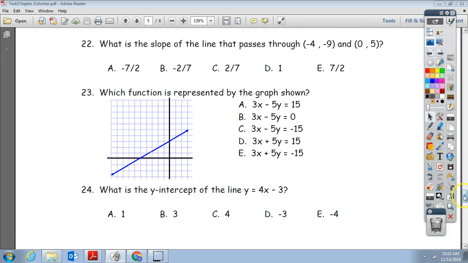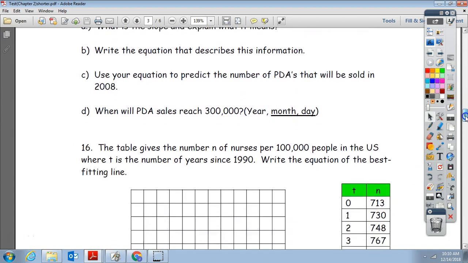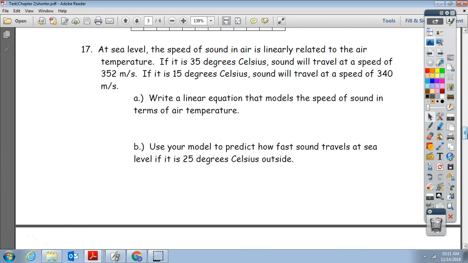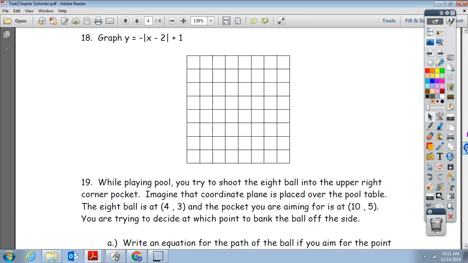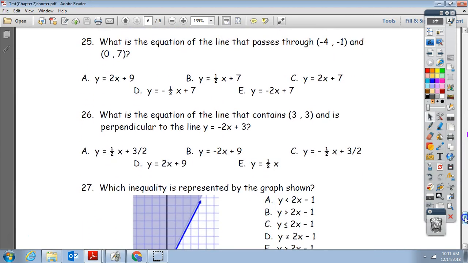Make sure you also know how to find the equation of a line. Remember, when you're finding the equation of a line, like in number 15 here, number 16 when you were doing a scatter plot, number 17, you've got to find your m and your b. Okay? That means you've got to find your slope and you've got to find your y-intercept. So if you look down here, like your multiple choice practice problems, like number 25 here, what's the equation of the line? You first find your slope. You do 7 minus -1 over 0 minus -4. That gives me 8 over 4, which is 2.